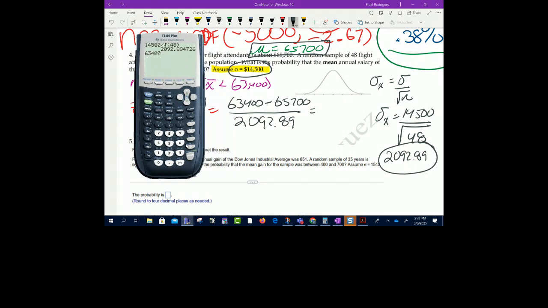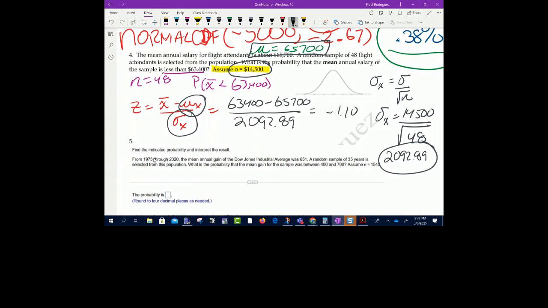63,400 minus 65,700. It equals, let's divide that by 2,092.89. And I'm coming up with negative 1.0989, all that kind of funky stuff. Guys, again, with our z-scores, we always go to two decimal places. What do you think? Negative 1.09 or negative 1.10? Somebody said it. 10, right? Very good. Negative 1.10. Okay, y'all, what we are trying to find, my friends, is the probability that z is smaller than negative 1.10.